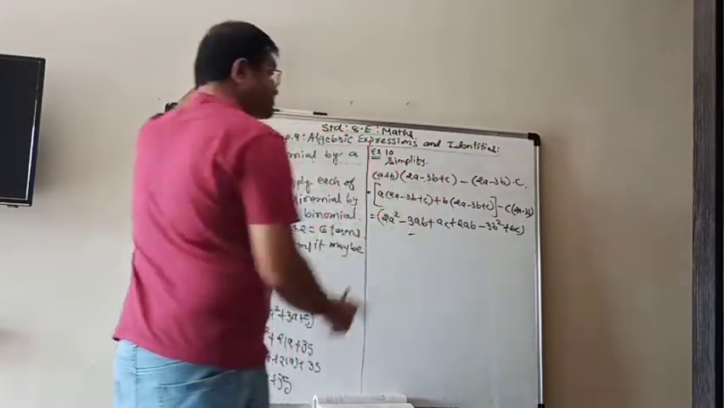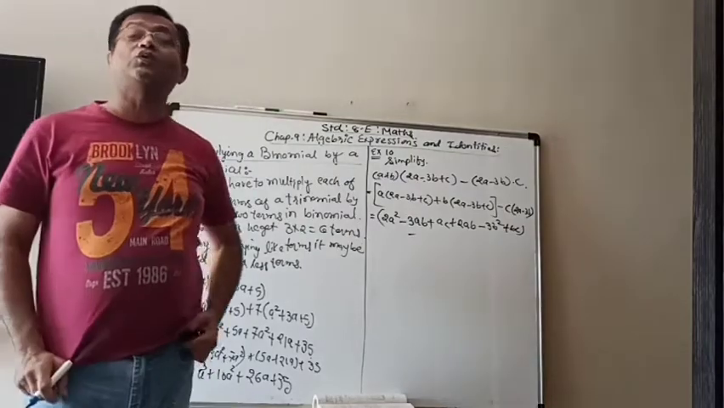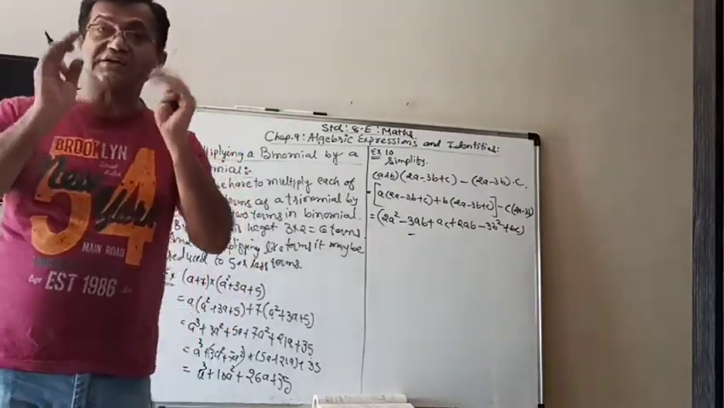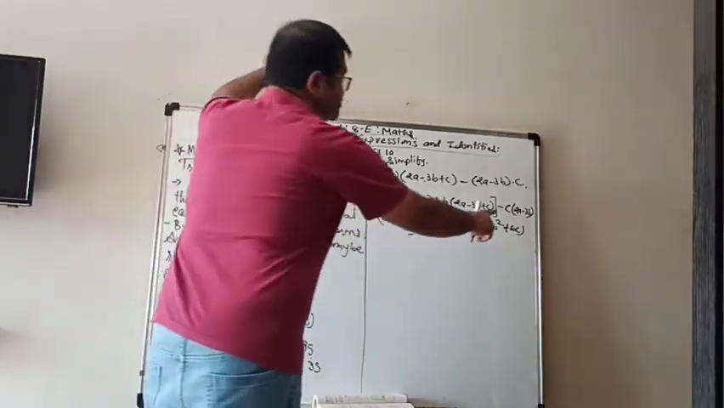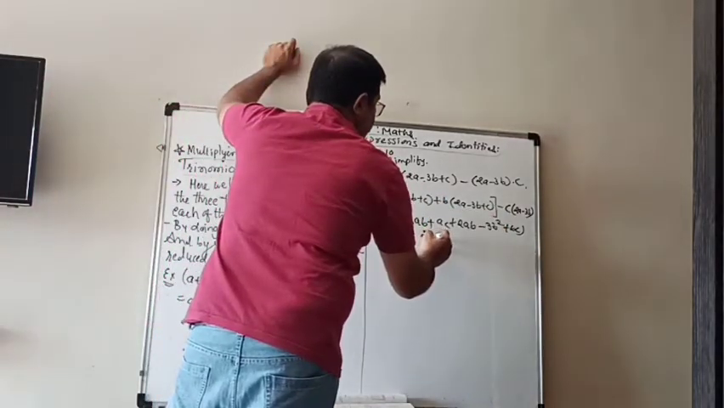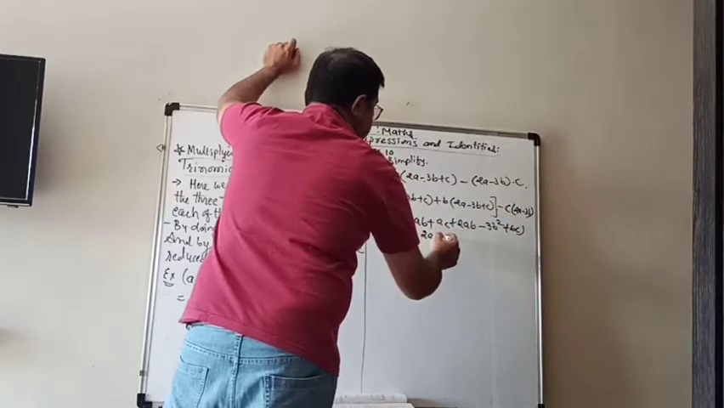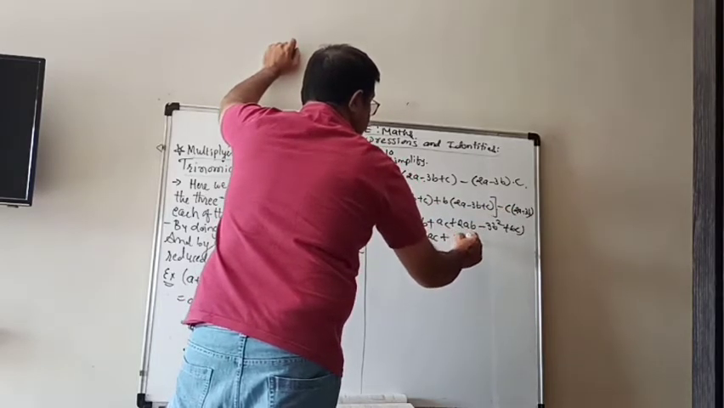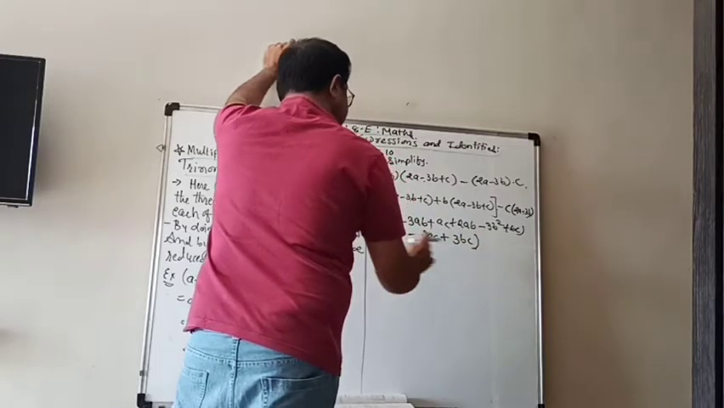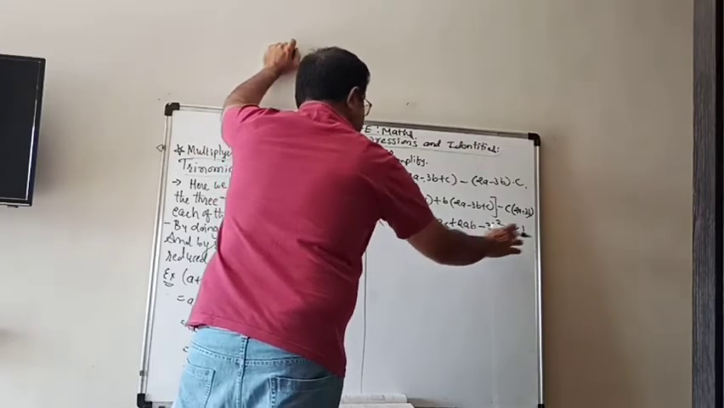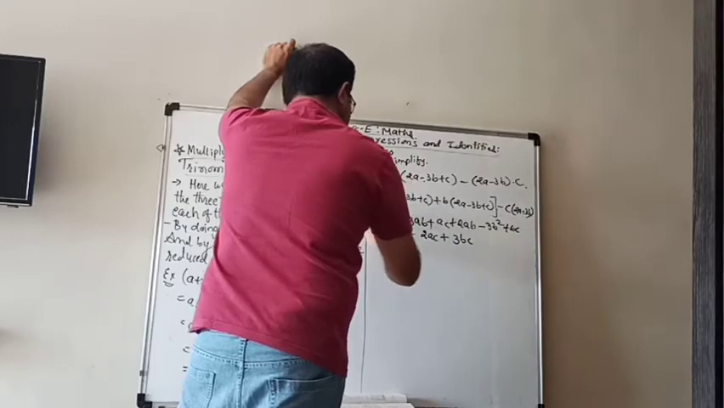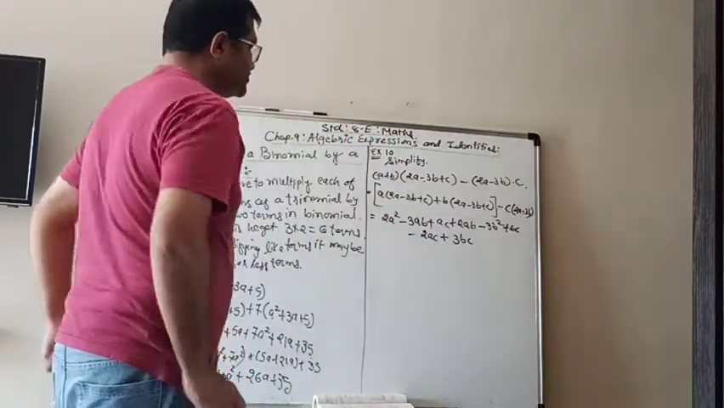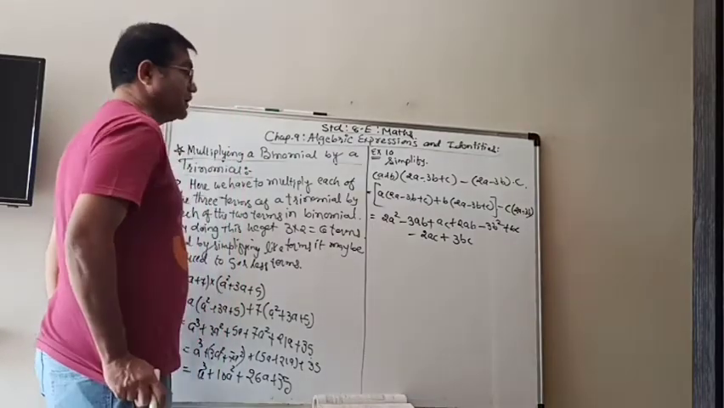Minus. Now there is a minus sign and we are going to open the bracket, so be careful to change the sign. Now c into 2a is 2ac, but minus minus will be plus here, and c into 3b will be 3bc. Now you don't need to put the brackets, because you already changed the sign. Now check if there are any like terms.